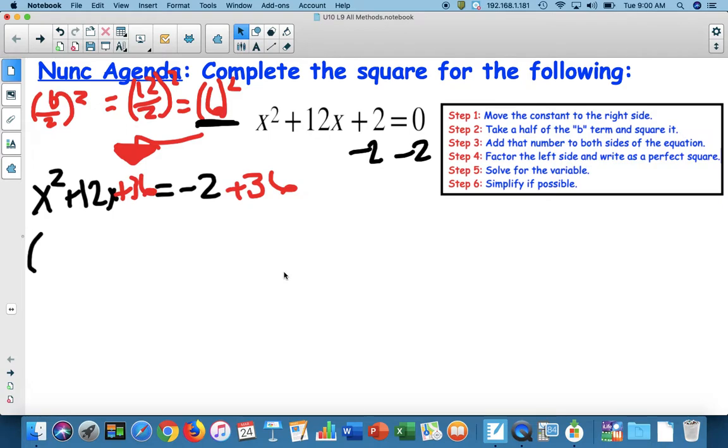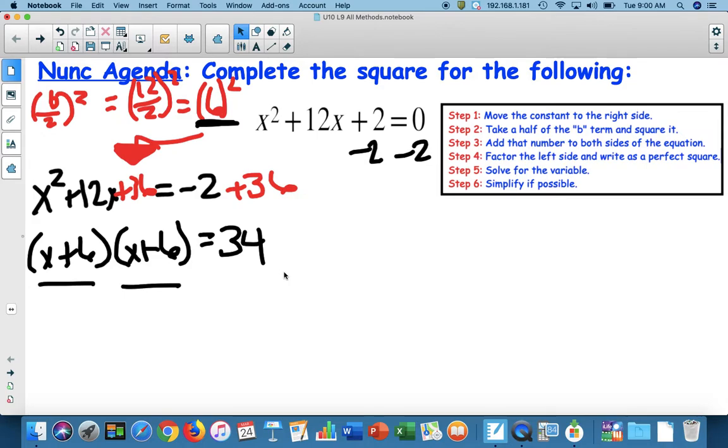So we have x plus 6 and x plus 6. Please do not forget that the parentheses have to be the same. If they're not the same, you did something wrong. So please make sure you got them to be the same, all right? All right, look what I did. Terrible, terrible. Fix that. There we go. Looks a little better.